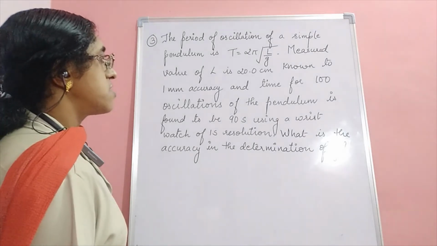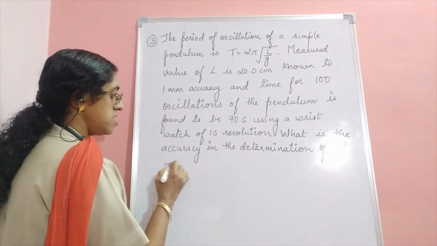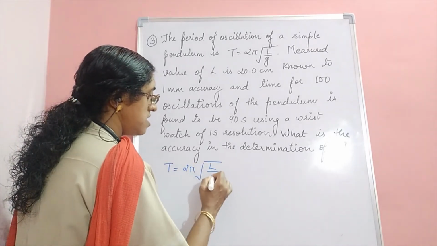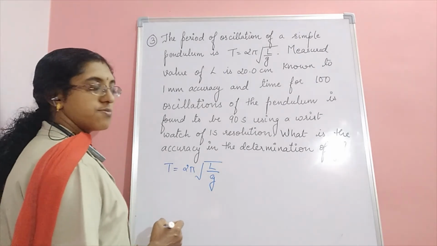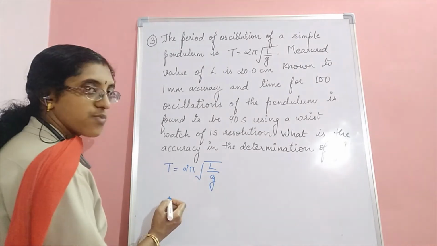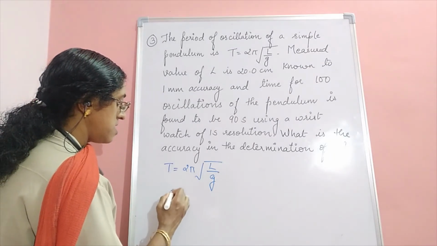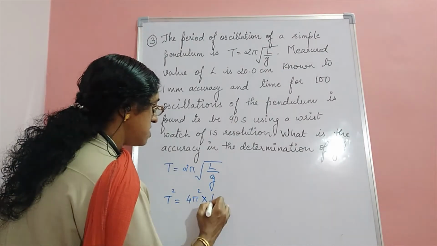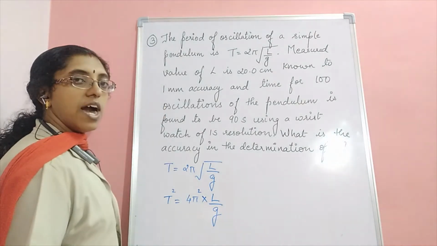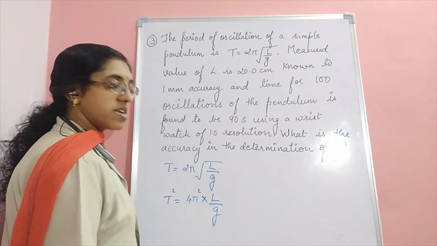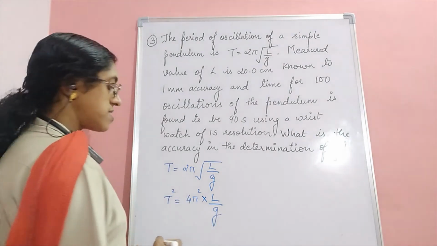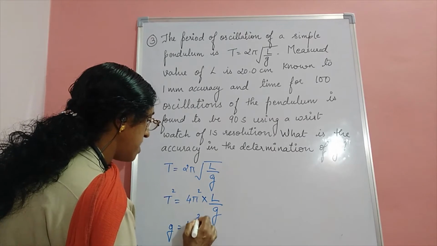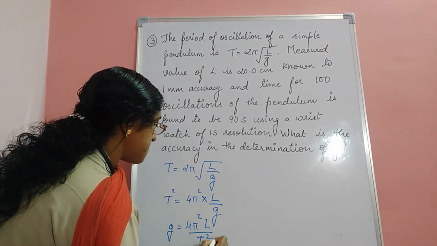For that, we'll start with the known formula. We know that T equals 2 pi under root of L by g. Now, in order to remove the root sign, what would we do? We would square both the sides. That is, T square equals 4 pi square L by g. Now, as we need to find the percentage error in g, I'll transpose g to one side. So g would be equal to 4 pi square L by T square.